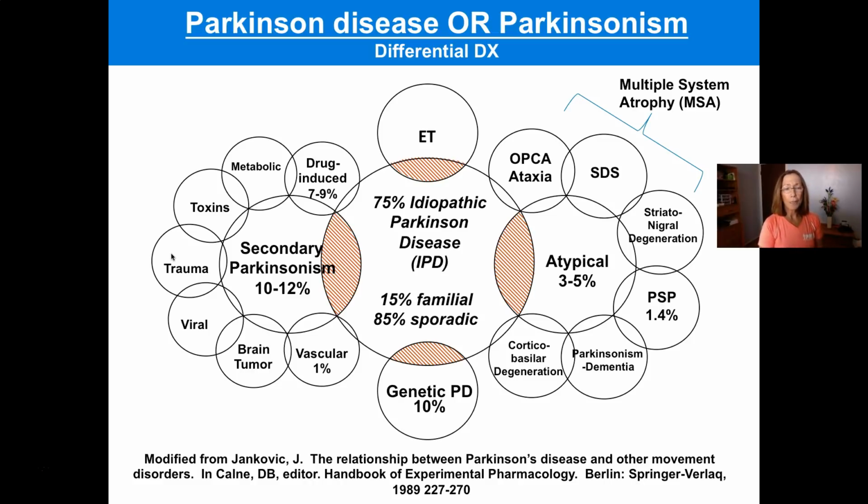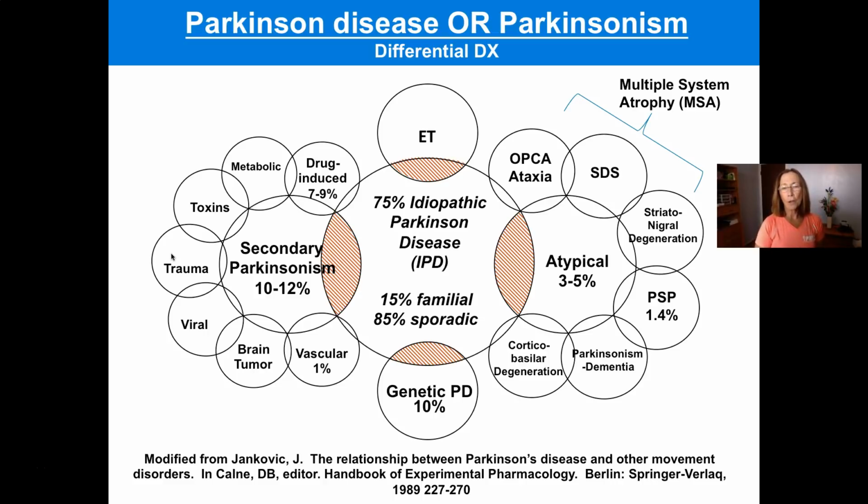So you can see there's a lot of things that they have to follow, because there's no specific test for idiopathic Parkinson disease, so they have to do clinical tests and observations. Sometimes they do MRIs and other things to rule out.